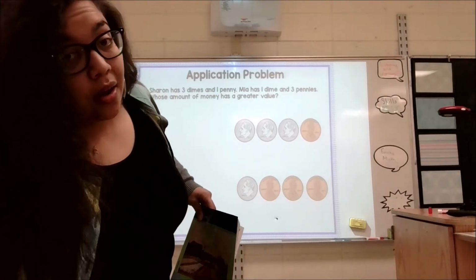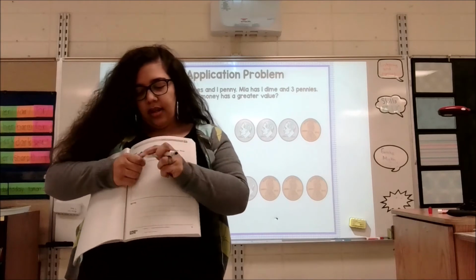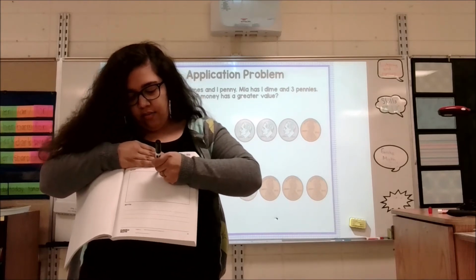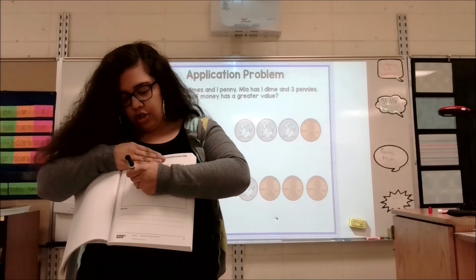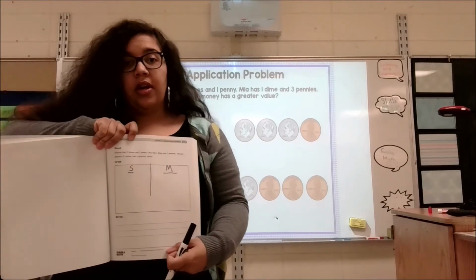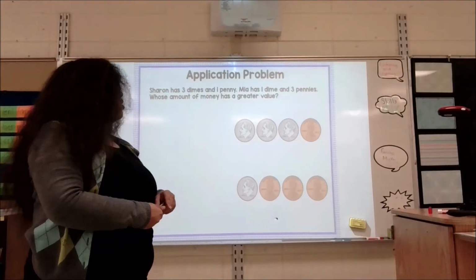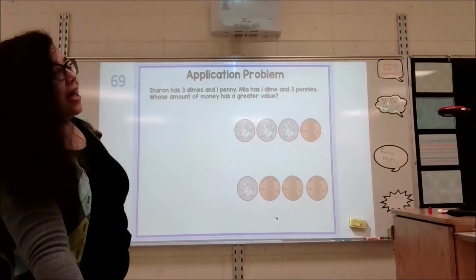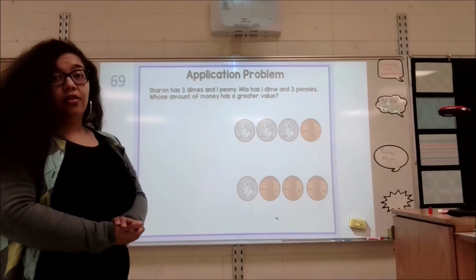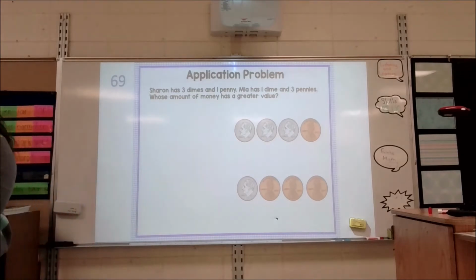They're not trading off. So what you're going to do in the box, again today, make sure you have room to work out what's going on with Sharon and what's going on with Mia. Give yourself room to work out what's going on with Sharon and Mia. And then answer the question, whose amount of money has a greater value? All right, I'll see you in a second.